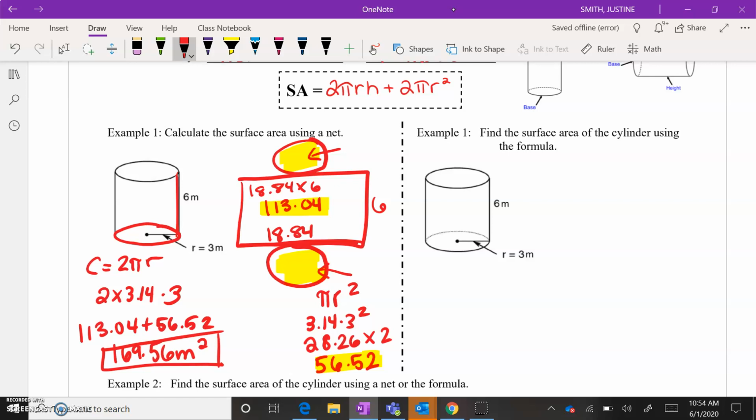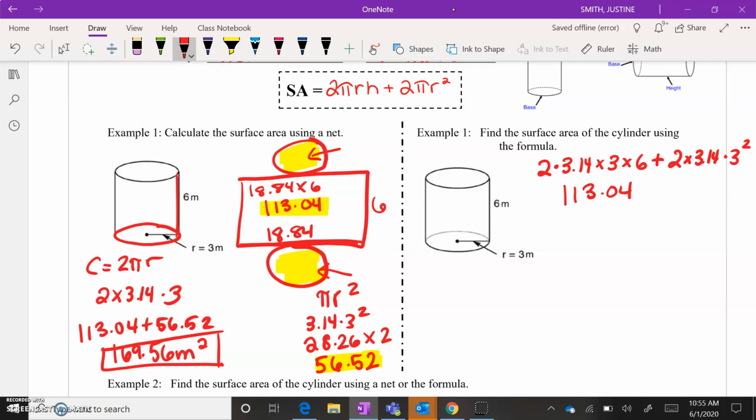So there's an easier way, well, I think there's an easier way to do that, which would be to use the formula. And if you look at the formula, it's pretty much going to give us the values that we just got, but by doing it all together. So if we plug in our formula here, 2 times pi times the radius times the height plus 2 times pi times the radius squared. So 2 times 3.14 times 3 times 6. This gives me the 113.04, which is basically the rectangle, right?